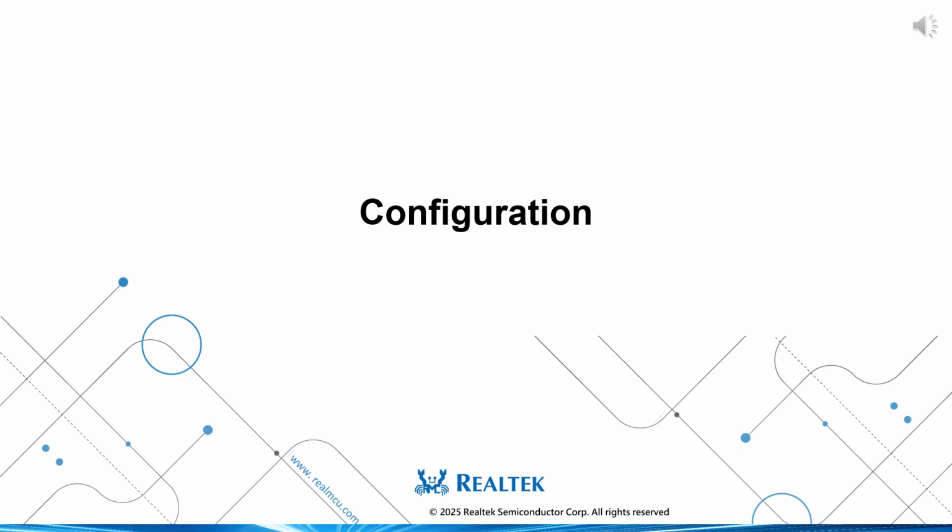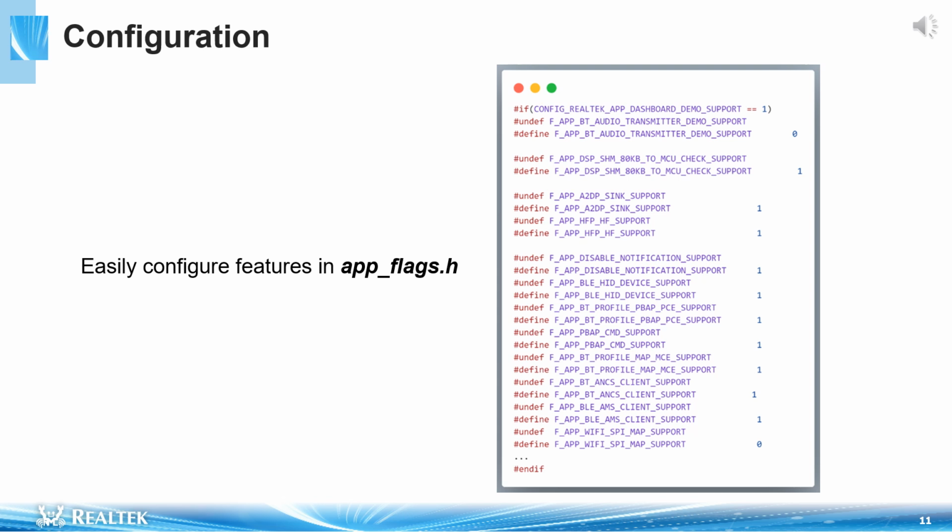Different customers have different functional requirements for dashboard applications, and we provide a convenient configuration method to turn on and off existing features. Customizing features is as easy as flipping a switch. In the app_flag.h file, you can enable or disable specific functions by modifying macros. For example, set BLE HID device support to 0 to exclude Bluetooth HID-related code. More options are available in the dashboard demo support macro. The code size automatically optimizes after your changes.